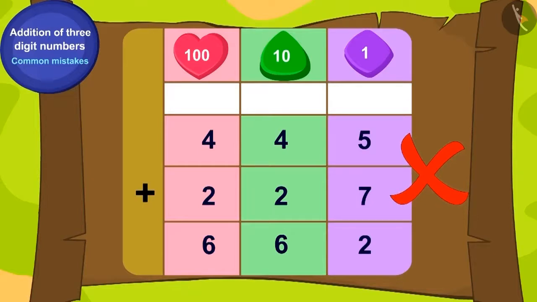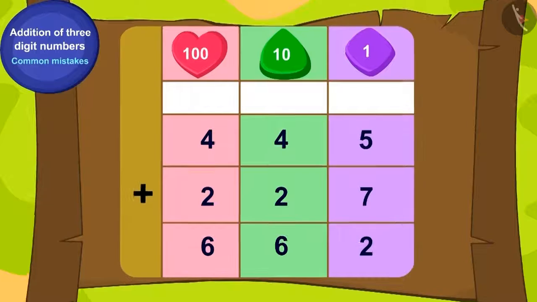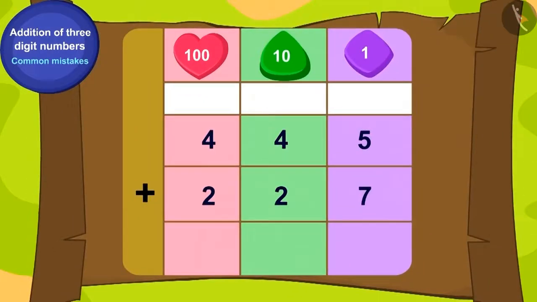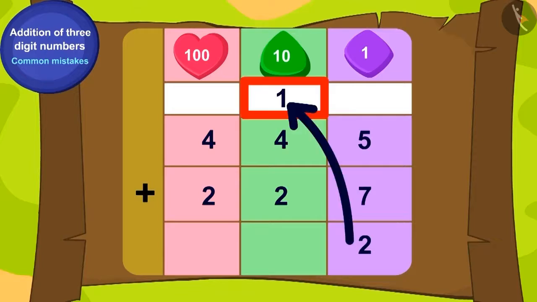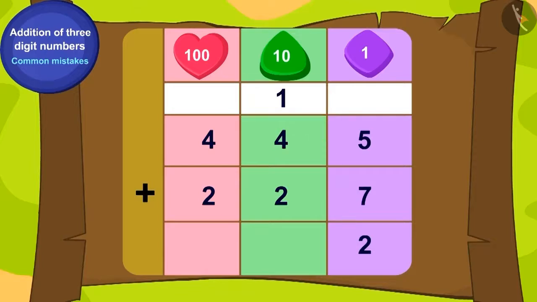Can you tell what went wrong here? Here, while writing addition of 5 ones and 7 ones as 12 ones, we forgot to write the carryover of 1. Can you write the addition correctly? We will write addition of 5 ones and 7 ones as 12 ones using carryover like this.